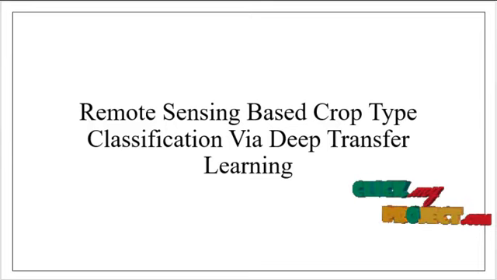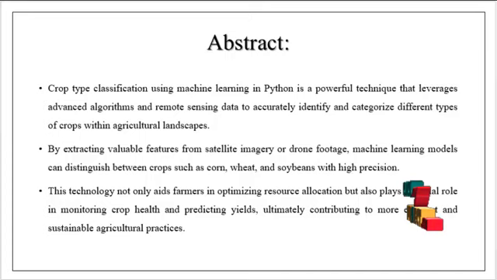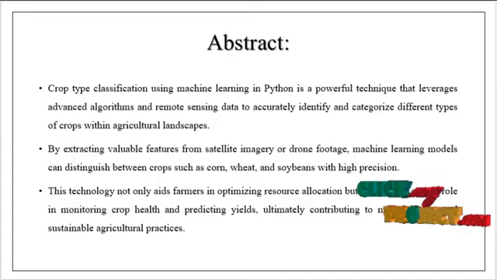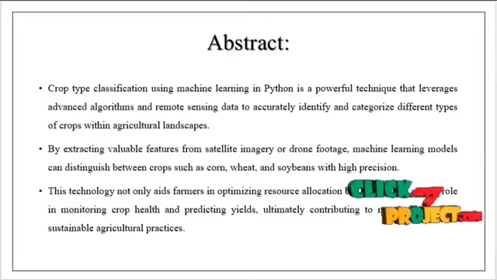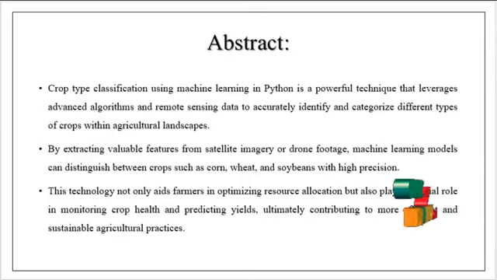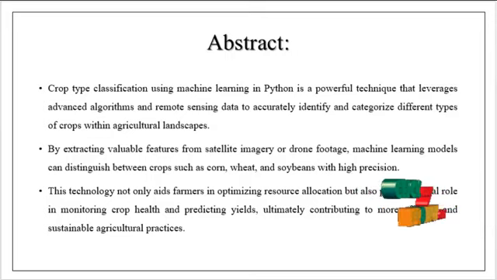Now we are going to discuss the project, remote sensing based crop type classification via deep transfer learning. Now we are going to discuss the abstract of the process. Crop type classification using machine learning in Python is a powerful technique that leverages advanced algorithms and remote sensing data to accurately identify and categorize the different types of crops within agricultural landscapes.